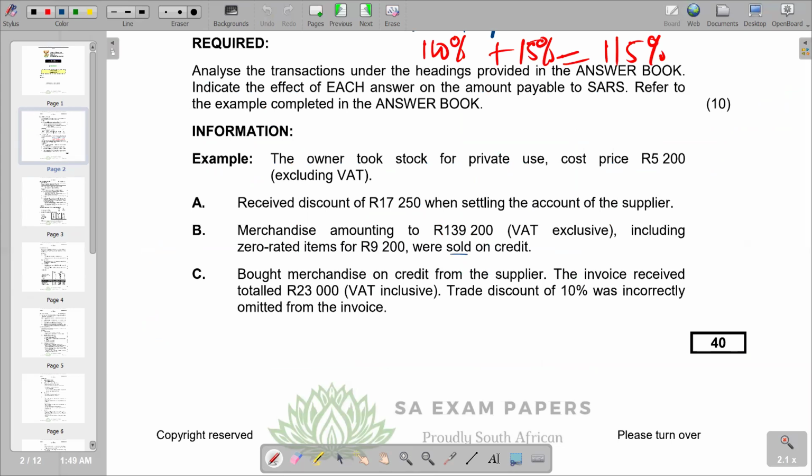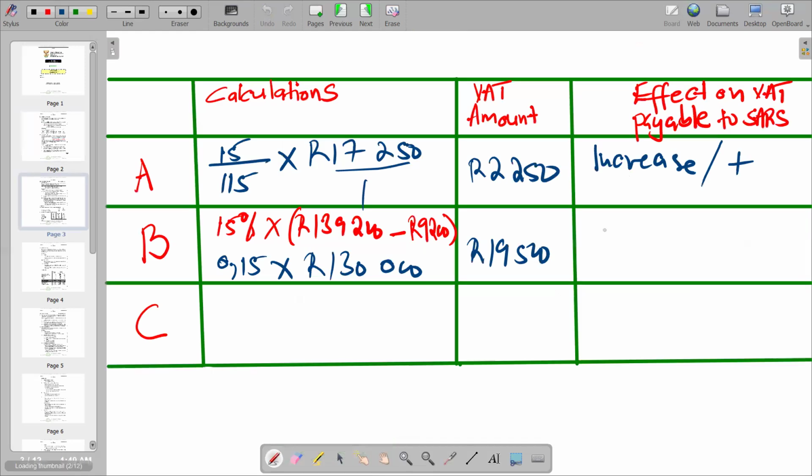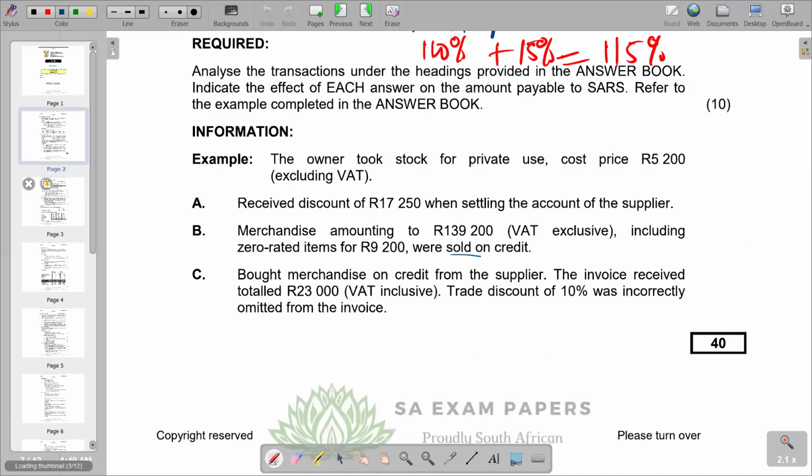So they were sold, so the business is receiving money. So whenever the business is receiving money, we are saying it's VAT output. So it increases the amount payable to SARS. So again, we have an increase, which is a positive.